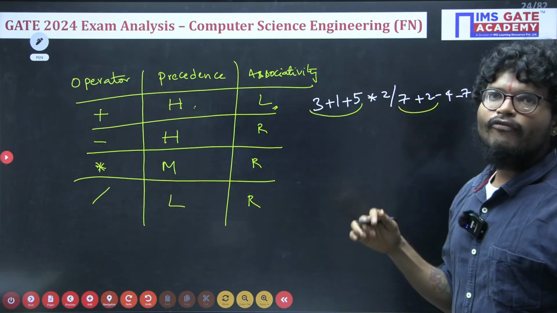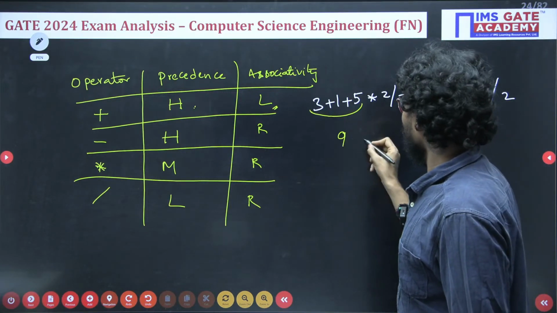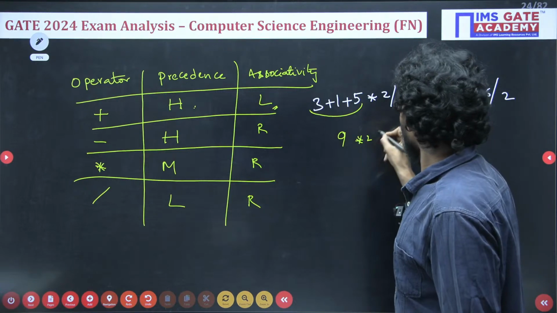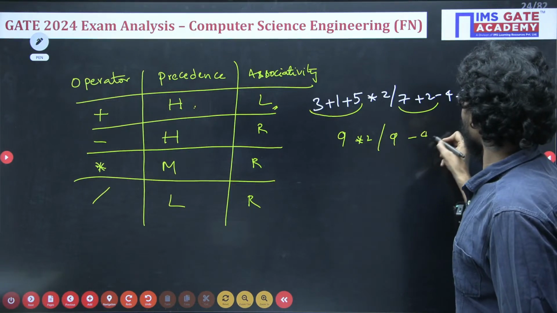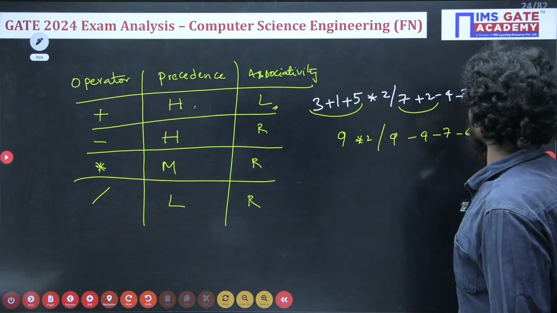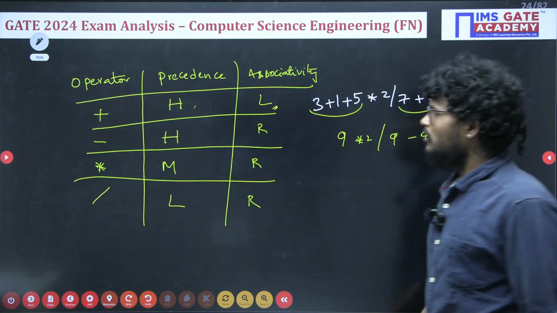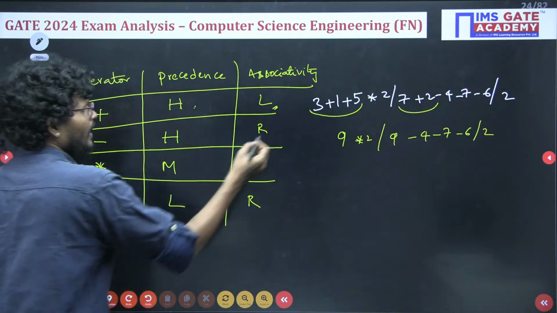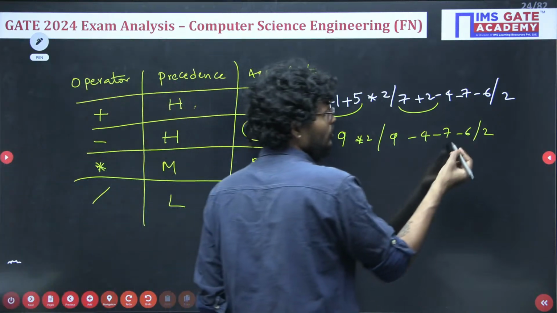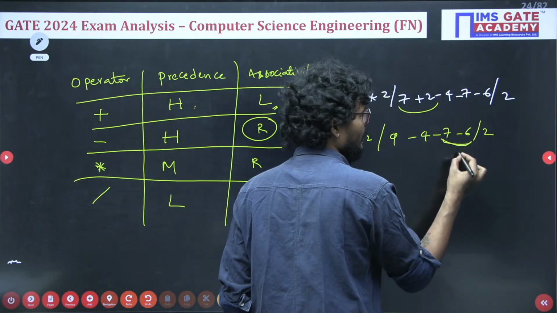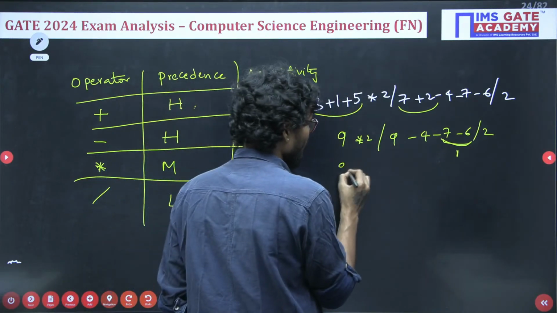These are the additions. First let us finish them. So 3 plus 1 plus 5, this is 9. So star 2 divided by 7 plus 2 is 9 minus 4 minus 7 minus 6 by 2. So now let us do subtractions. So subtractions, they are given by right associativity. Therefore, you start from the right side. 7 minus 6 is 1, right? So let us write this again.